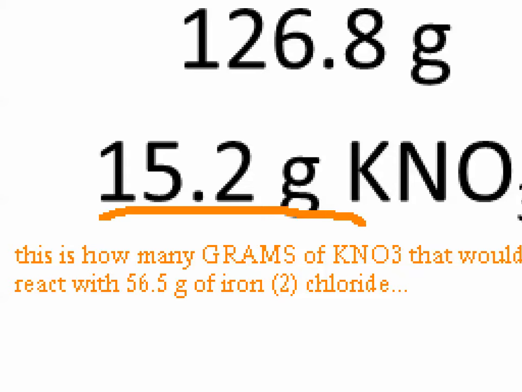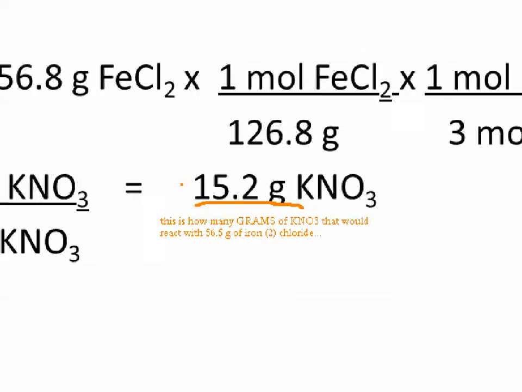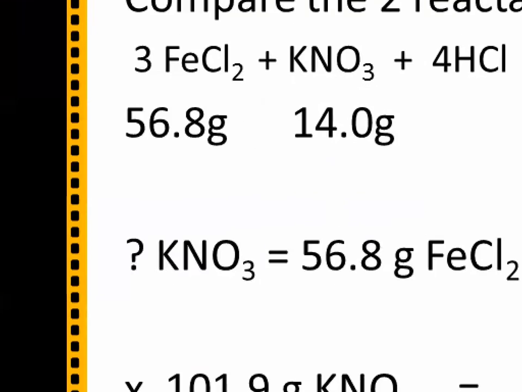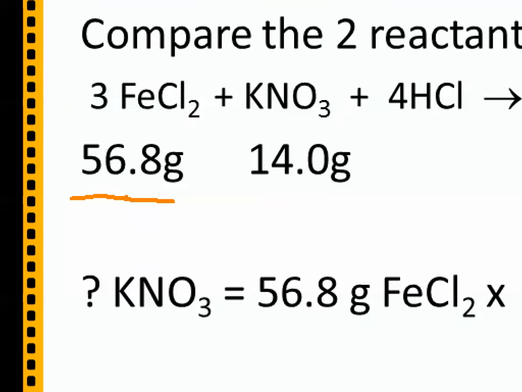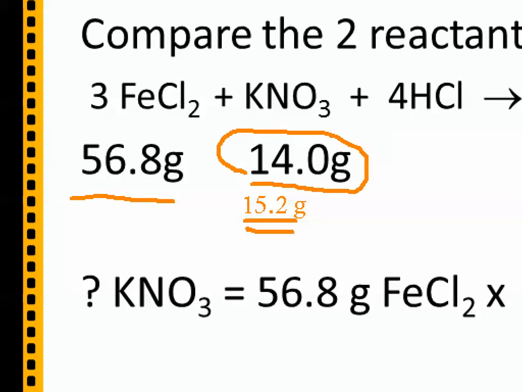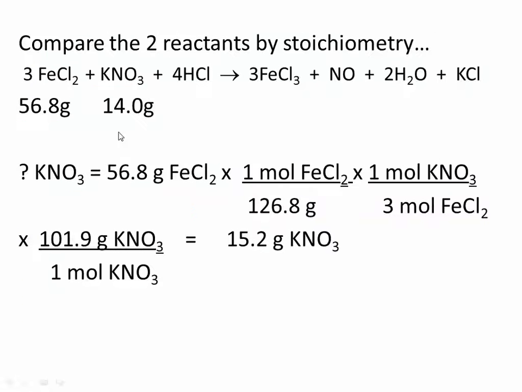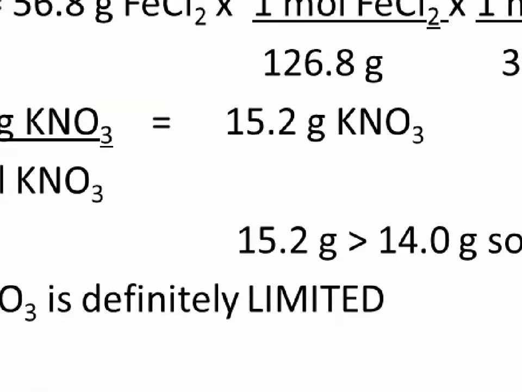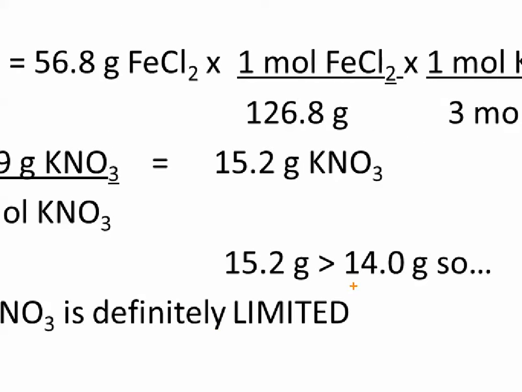Okay, so what this represents is saying that if you had this amount of iron chloride, you would need 15.2 grams of KNO3. But you can see that we don't have 15.2 grams of KNO3. We have 14 grams of KNO3. And so obviously, because 15.2 is greater than 14, we know that KNO3 is the limiting reagent because there's not enough of it.